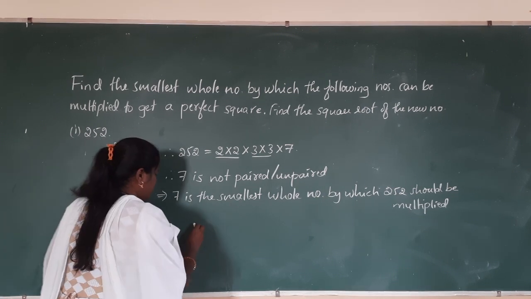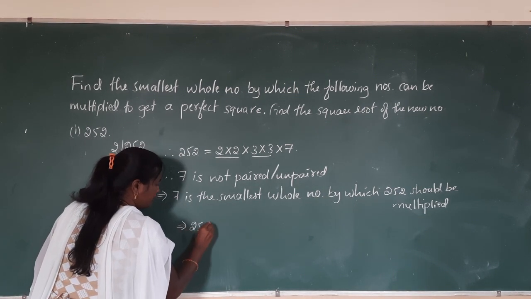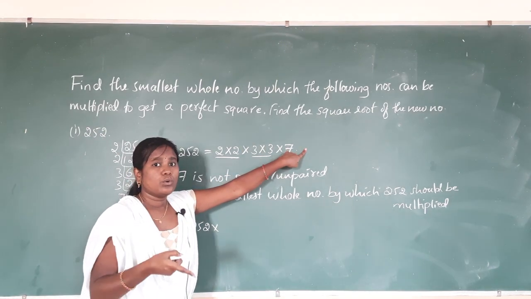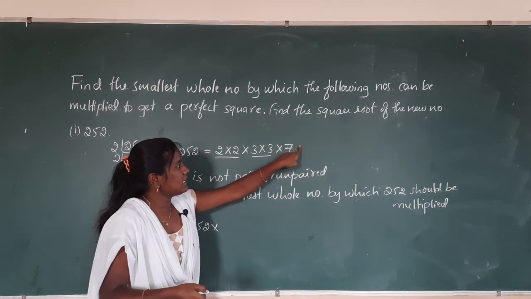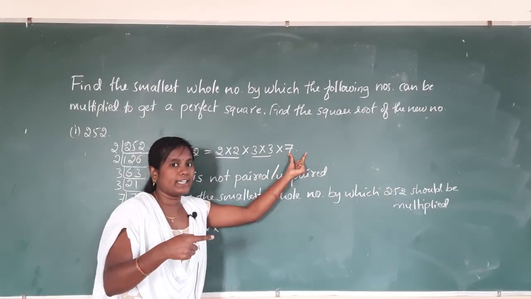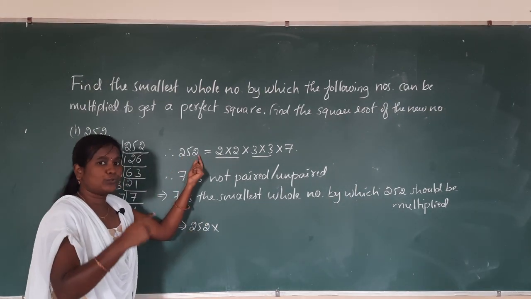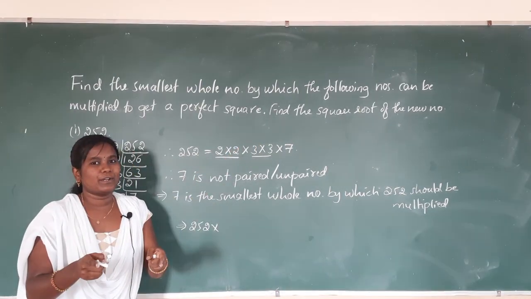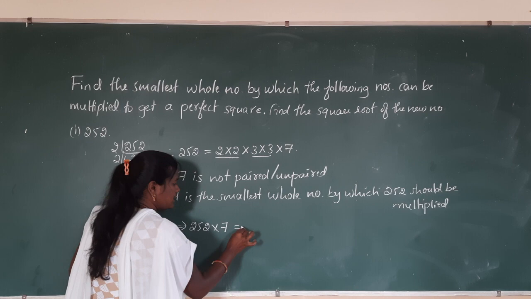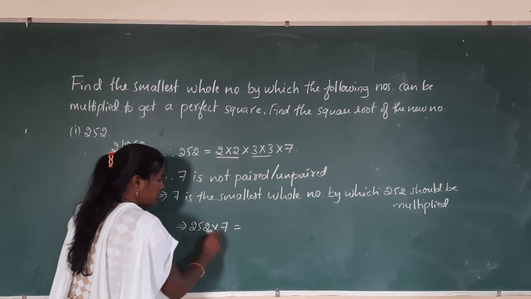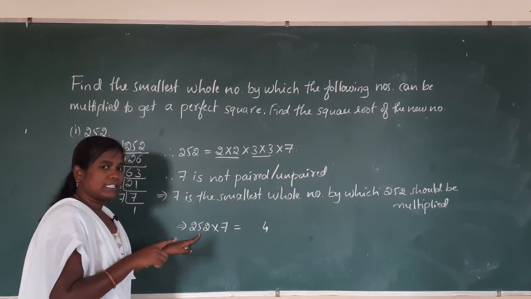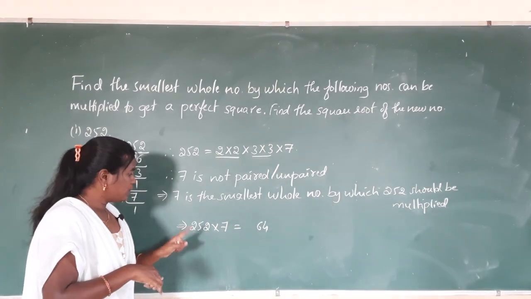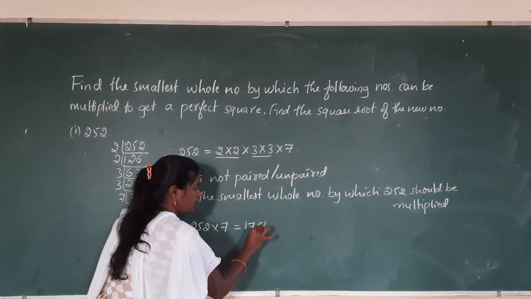Okay, here that implies 252 into, see, if I take one more 7, it will be 7 into 7. So, 7 is also getting paired here. Therefore, if I multiply 252 by 7, I am going to get a new number that will become a perfect square. Okay, 252 into 7. Let us see. 7 2s are 14. 7 5s are 35 plus 1, 36. 7 2s are 14, 14 plus 3, yes, of course, it is 17.